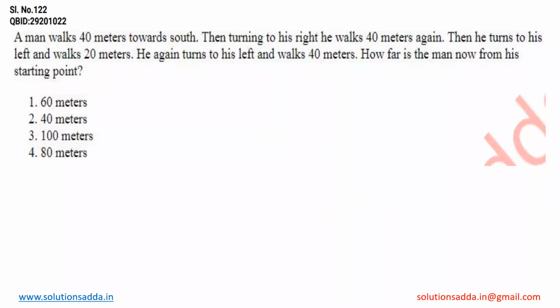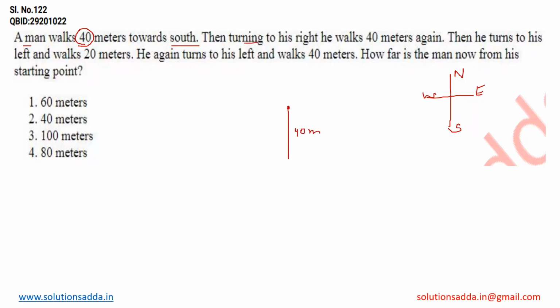Hello everyone, this is question 22 and this question is also from reasoning. This question is from direction. Let's read the question. A man walks 40 meters towards south. In order to solve these kinds of questions, first draw the directions so that you won't make any mistake. North, south, west and east. A man walks 40 meters towards south. So that means a person whose starting point may be this walks in the south direction 40 meters.